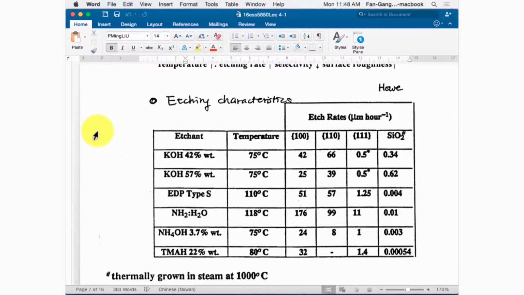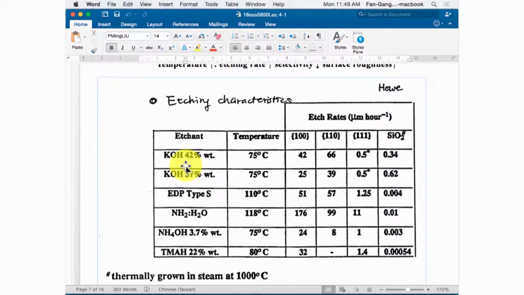Okay, so here shows you several common agents we use for anisotropic machining. Those agents are different from the HNA. HNA has a very strong oxidation ability, so no matter what kind of material you put down, you always etch isotropically. But only for some special etchants, the etching ability is not that strong, so they will select different crystal orientations for different etch rates.